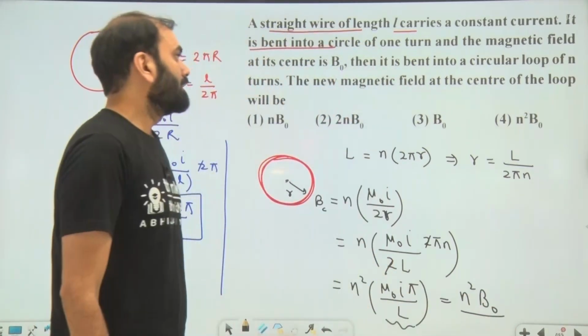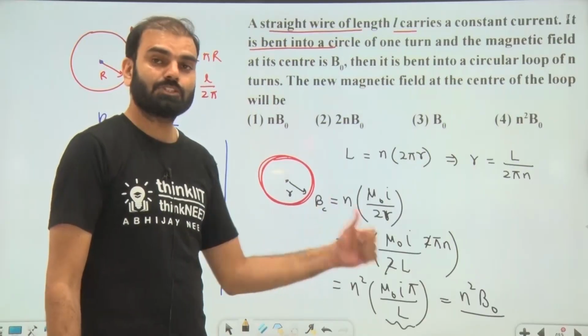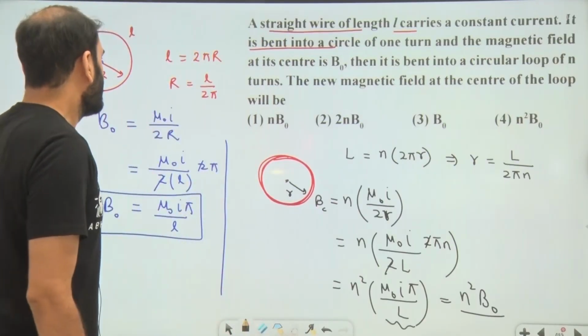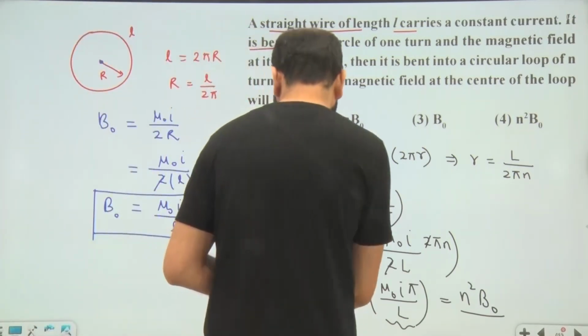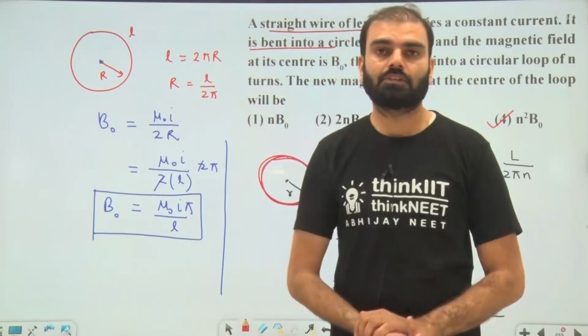So when you bend it into n circular loops, the magnetic field will be n square times that of the magnetic field produced when you make only one loop. According to that, option number 4 is the correct answer. So option number 4 is the correct answer of this question.